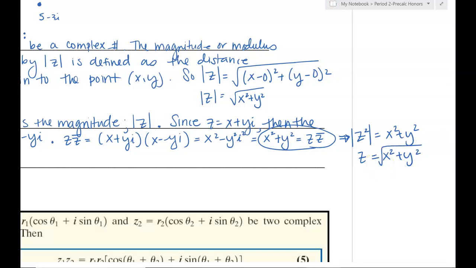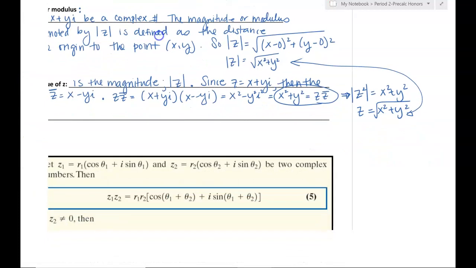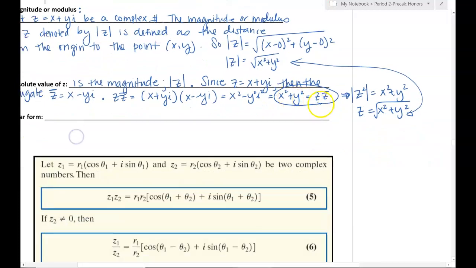Now, this is just one more way to look at how we come up with the formula for the distance, aka the magnitude, aka it's the same formula for the radius, okay? Next definition says polar form.